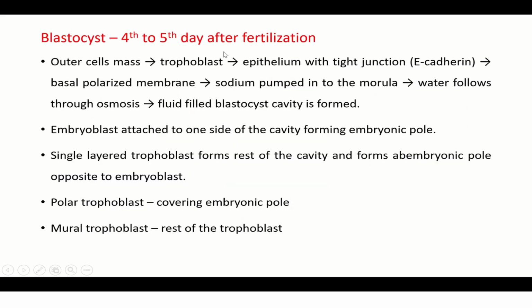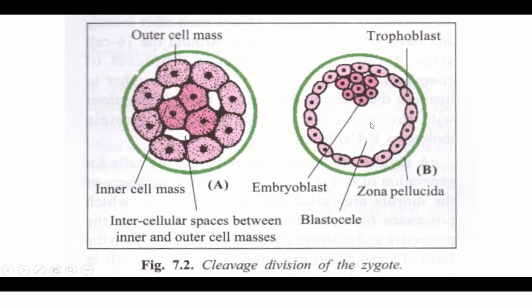On the 4th or 5th day after fertilization, we can see the blastocyst. The outer cell mass will form the trophoblast. It will acquire epithelium-like tight junctions due to E-cadherin. Then the basal part of this trophoblast is polarized. It pumps in sodium followed by water. Ultimately, a fluid-filled blastocyst cavity is formed. Here you can see the fluid-filled blastocyst cavity.